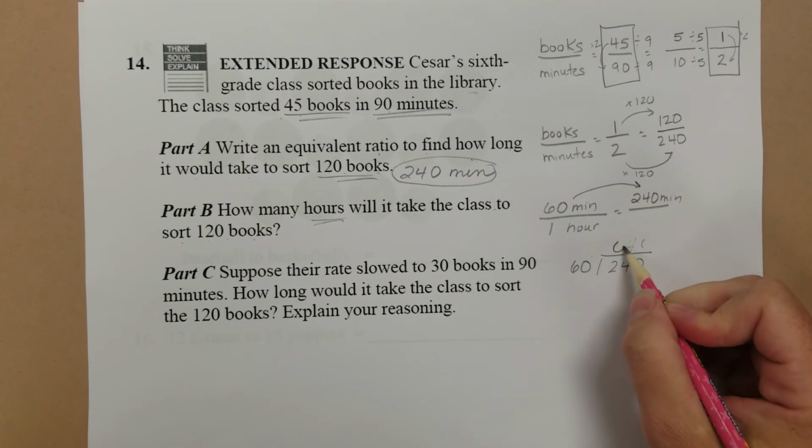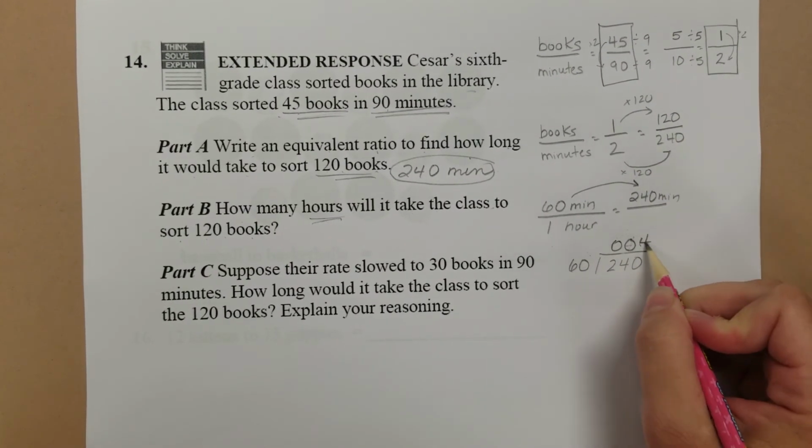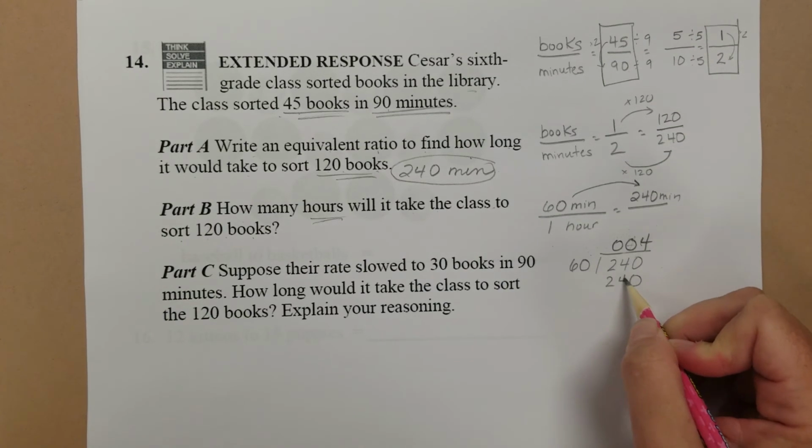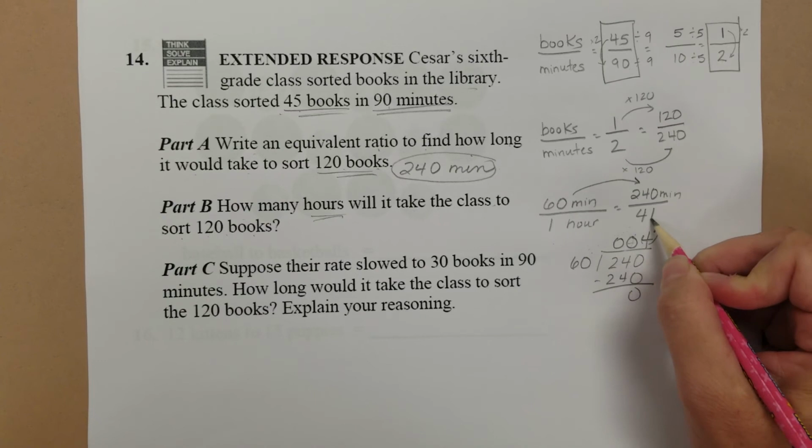60 goes into 2, no times. 60 goes into 24, no times. 60 goes into 240, 4 times. That's 0, 2, 4, and 0. So it would be 4 hours.